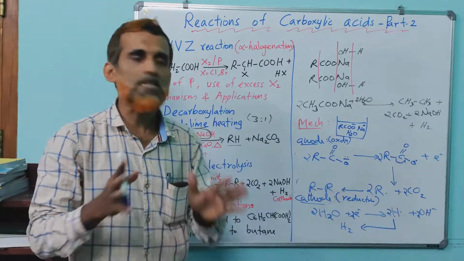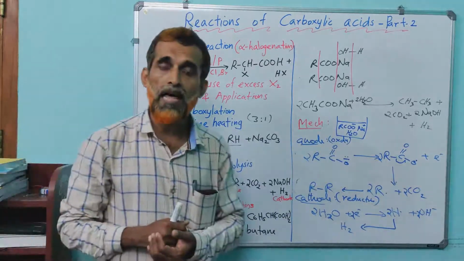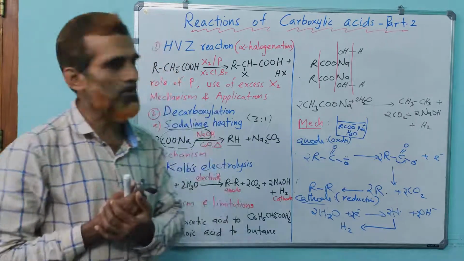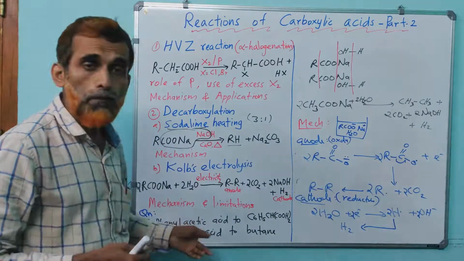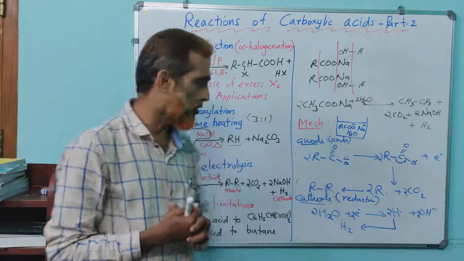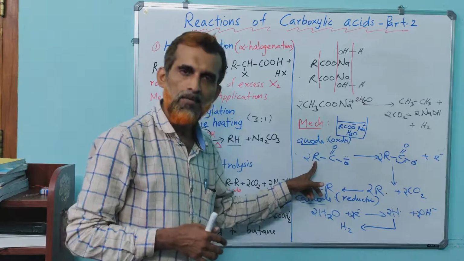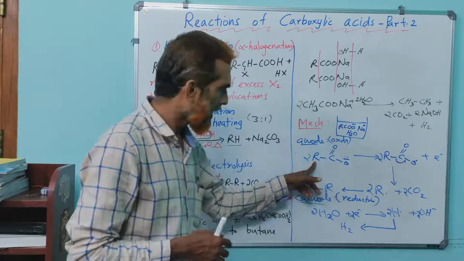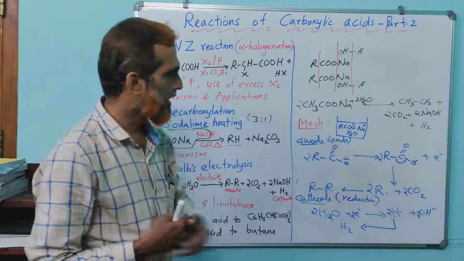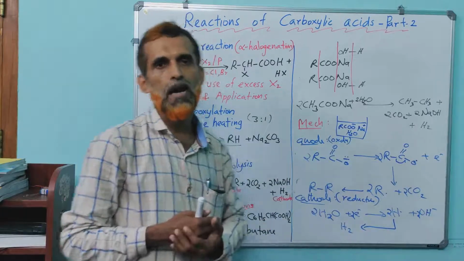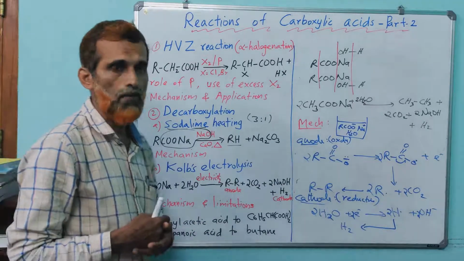Finally, what are the limitations of this Kolbe's electrolysis? There are 2. One is that you cannot prepare an alkane of odd number of carbons because it is always doubling, so it will always be even. Number 2, it is difficult to prepare an aromatic hydrocarbon using this method. That means if R is a benzene ring, if it is sodium benzoate, it is difficult to break this, it is difficult to form this radical, and it is strongly bonded, and decarboxylation is difficult in the case of aromatic carboxylic acid.